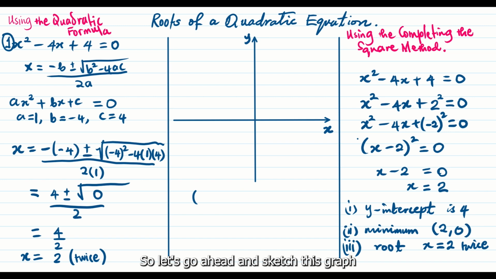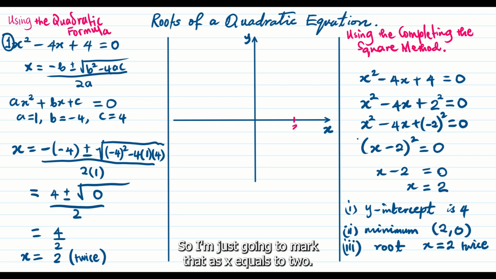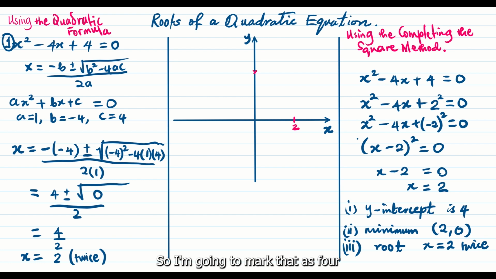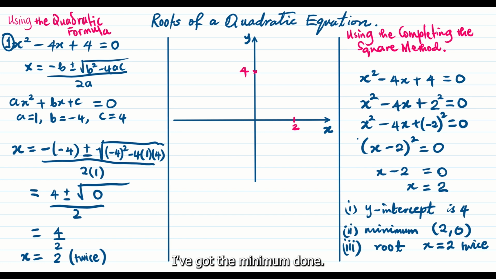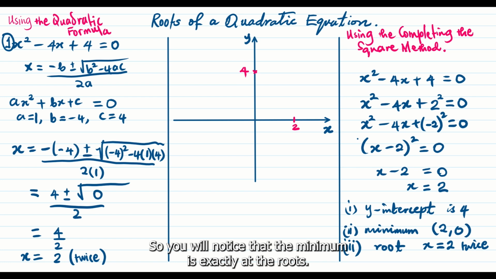So let's go ahead and sketch this graph. We know that x equals 2, so I'm going to mark that as x equals 2. We also know that the y-intercept is at 4, so I'm going to mark that as 4. Okay, and I think I have all I need. I've got the y-intercept to be 4, and I've got the minimum done. You will notice that the minimum is exactly at the root. That's that point there, when x is 2, y is 0. So the minimum is also at the point where we have the root.